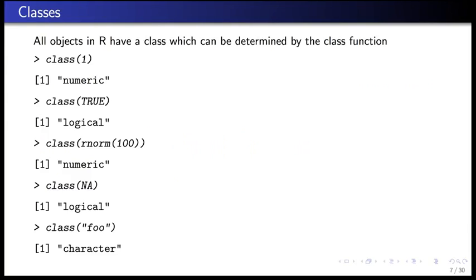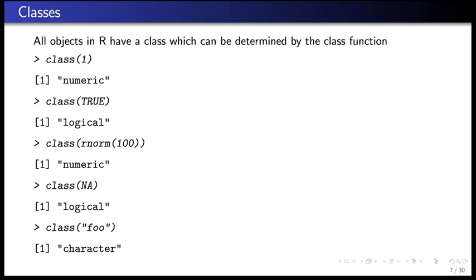Okay, so just very basic examples of classes here. Every R object has a class, and you can determine what that class is with the class function. So for example, the number 1 by default is numeric, and we discussed this before. Even though 1 looks like an integer, by default, if you just say 1 without the capital L next to it, R will just assume it's a numeric or a real number.